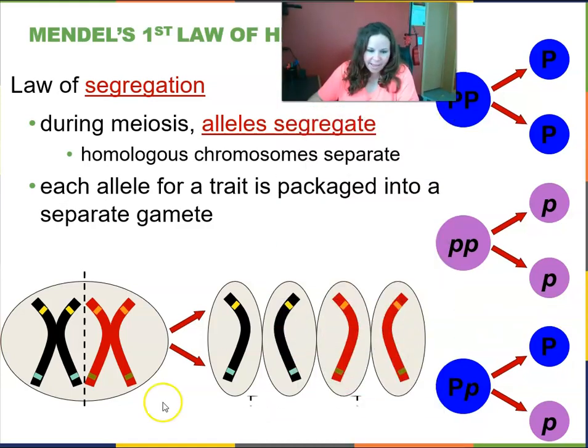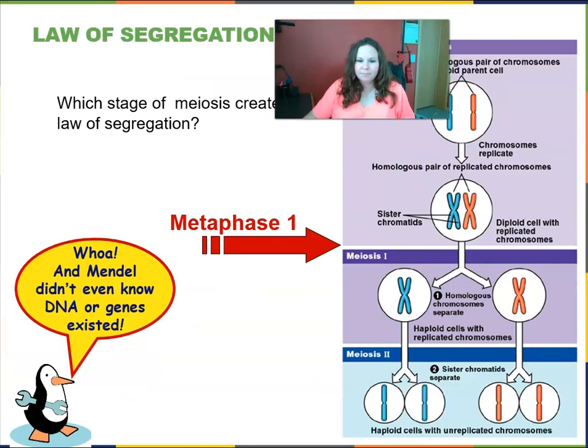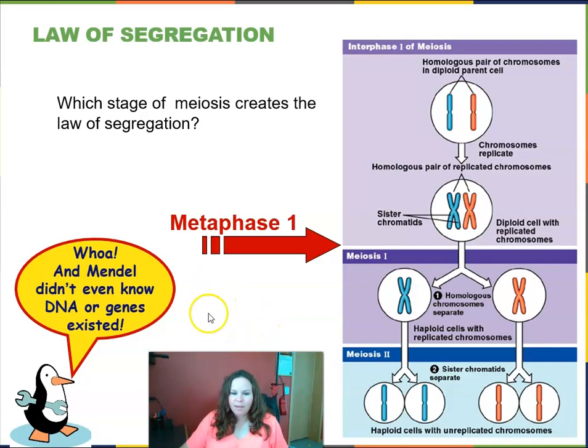So we can visualize that here with a pair of homologous chromosomes, and those chromosomes get pulled apart. Therefore, the alleles must separate into separate gametes during meiosis. Again, Mendel didn't even know genes or DNA existed at the time. So that law of segregation during metaphase 1, remember, those homologous pairs line up together in the middle of the cell. So we've got mom and dad's chromosome lined up there together, and then remember they will be pulled apart or separated or segregated from each other.